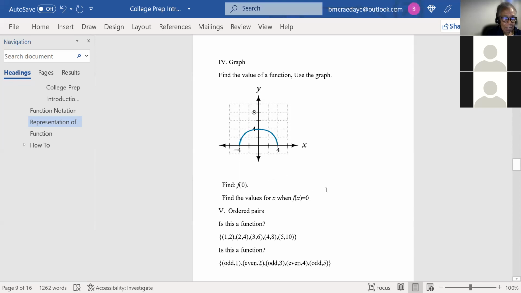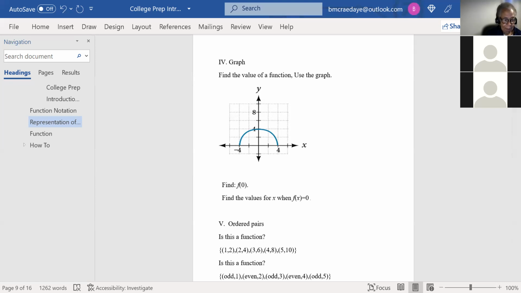When f is 0, find the values of X. So can you tell me what the values of X are? When f of X is 0, when Y is 0, what are the X values, Latoya? 2 and 4. No. Remember, minus 4 and 4. Minus 2. That's it, Chastity, minus 4 and 4.